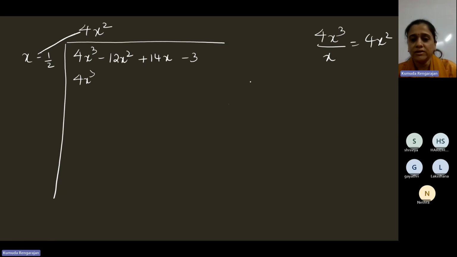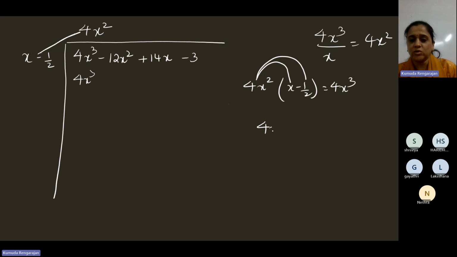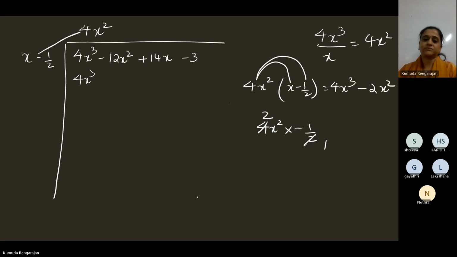Just want to do it again. 4x squared into x minus half. When you multiply this and this, you get 4x cubed. When you multiply this and this, 4x squared and minus half, 2 2s are 4, 2x squared into minus 1. So minus 2x squared. Write that here. 4x cubed minus 2x squared. Write the product here.